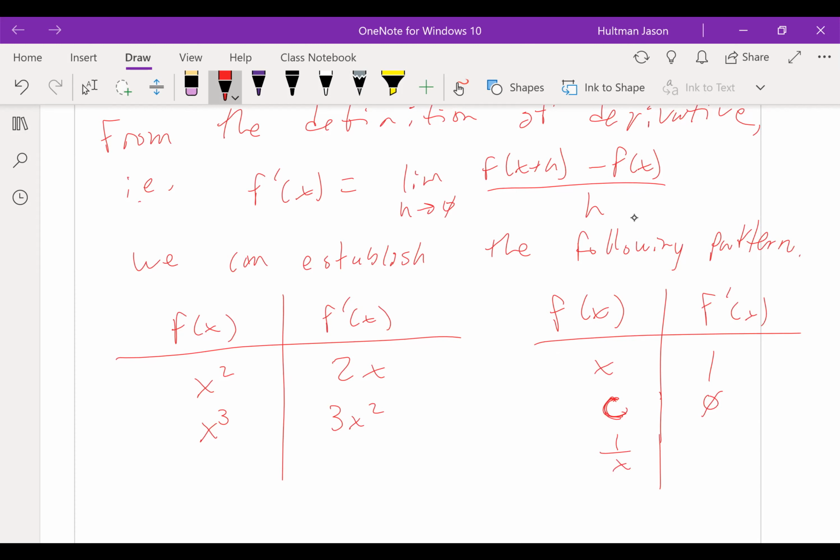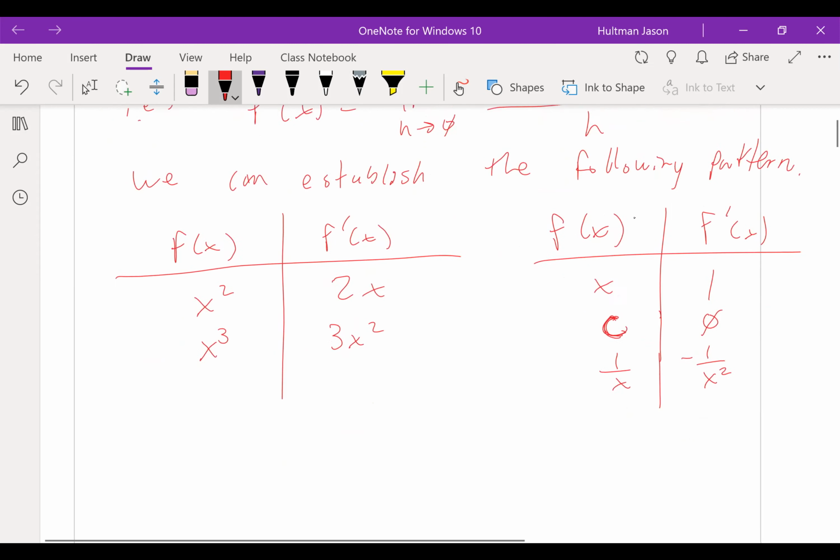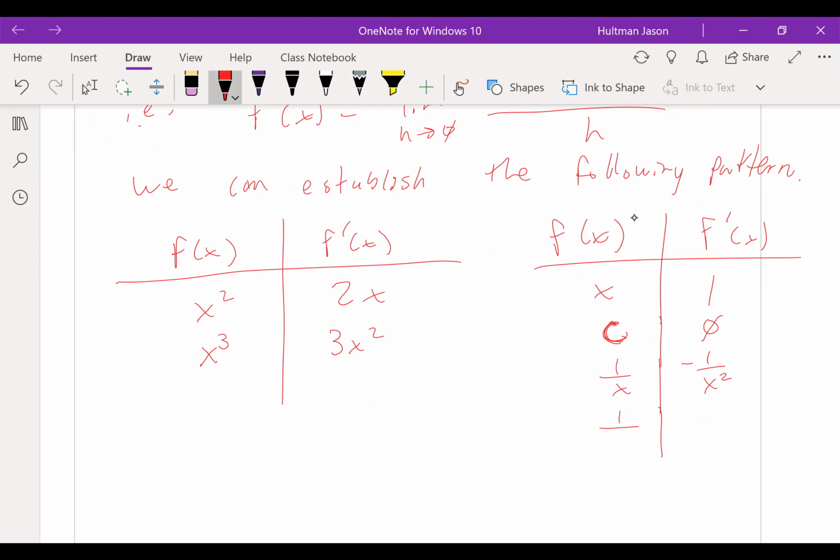Remember what that was? Yeah, that's negative 1 over x squared. And then the derivative of radical x is 1 over 2 radical x. So these are the common ones that I wanted you to memorize. Okay, these are the common ones. So we're going to look at how to get all of these using one rule, and that's called the power rule.